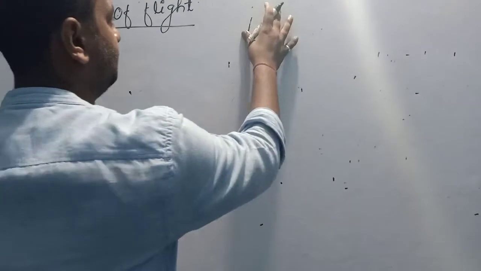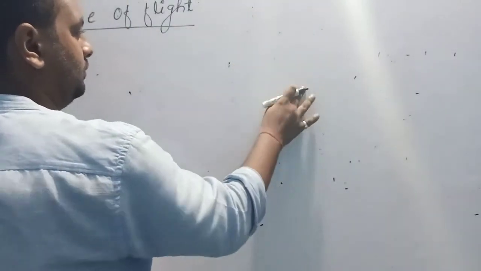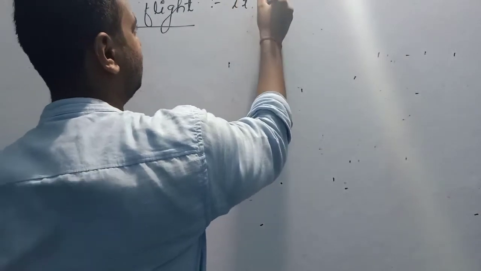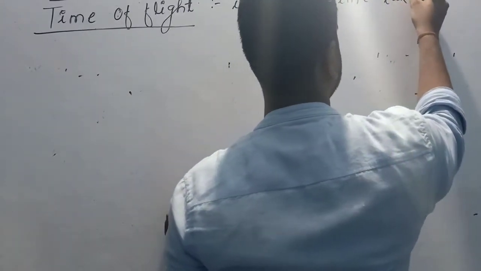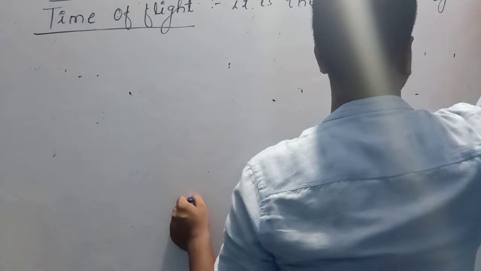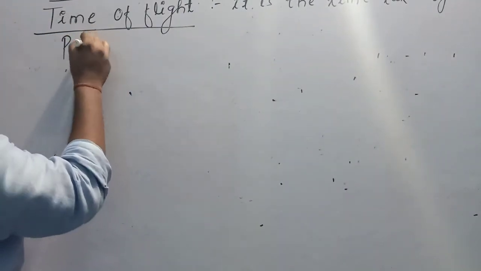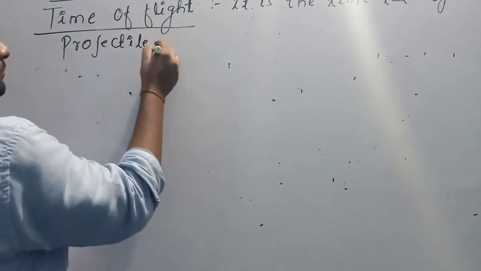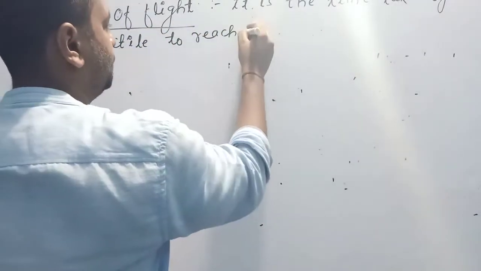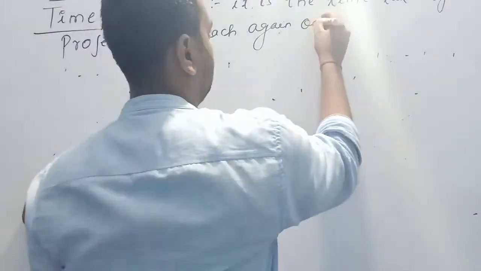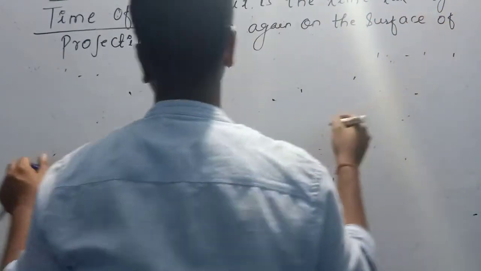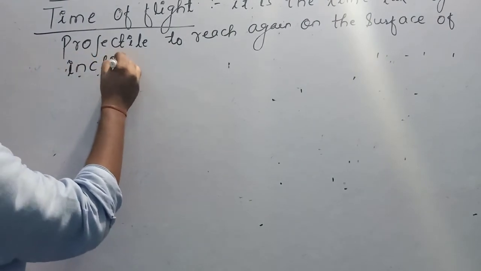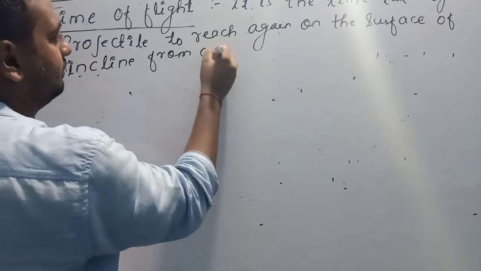Time of flight is the time taken by the projectile to reach again the surface of the incline from where it is projected.